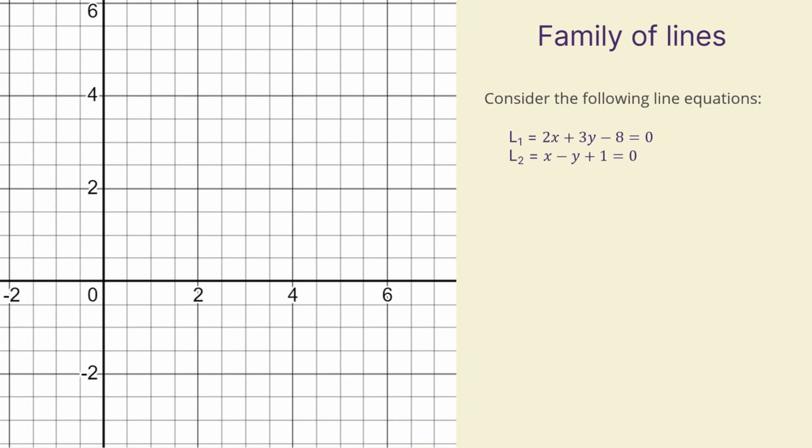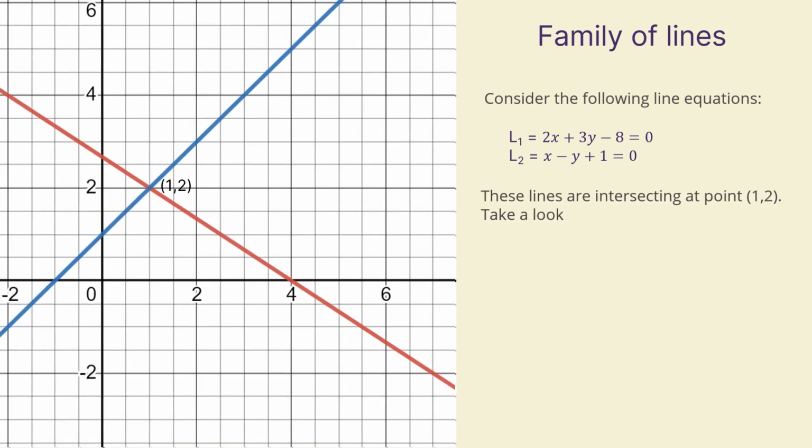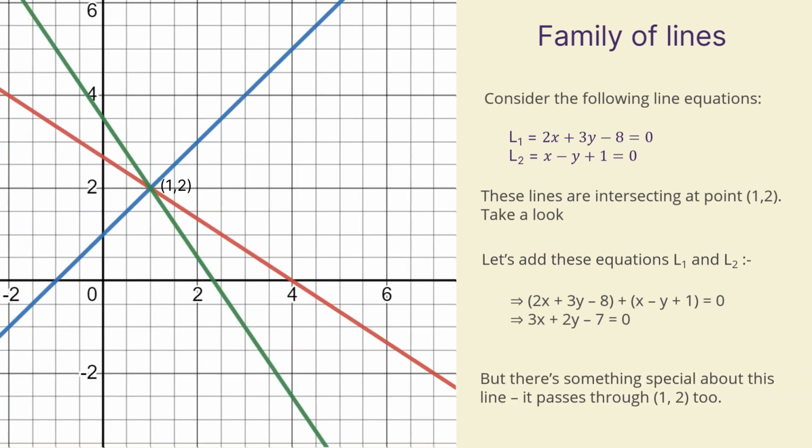Now let's consider the two equations 2x plus 3y minus 8 equals 0 and x minus y plus 1 equals 0. These lines are intersecting at point (1, 2). Let's add these equations L1 and L2, which gives 3x plus 2y minus 7 equals 0. Even though it's a different line, it also passes through (1, 2).